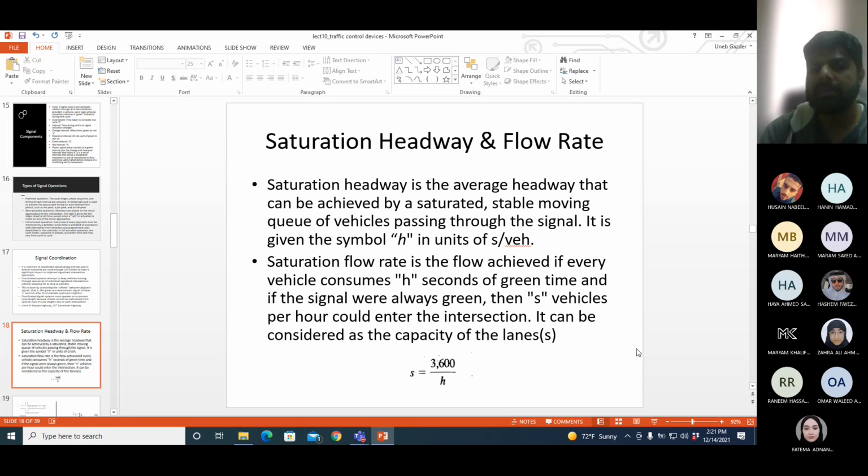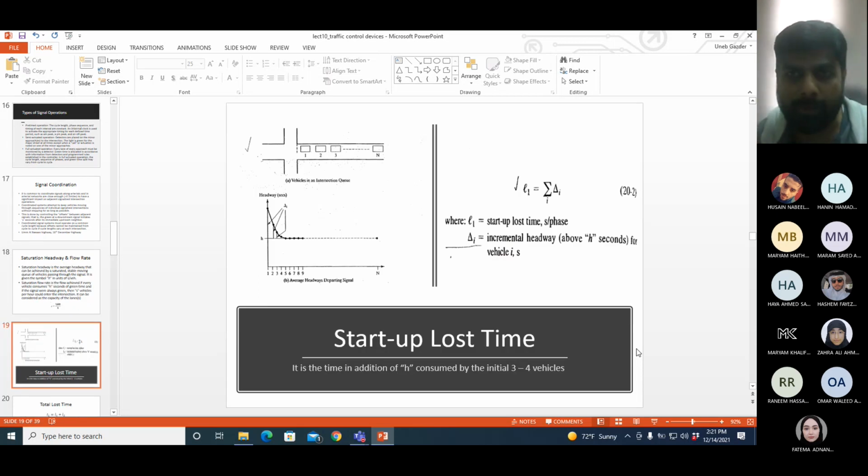Now the point is, how do I find out saturation headway? For that, there's an experiment. When I was in Karachi, teaching in Pakistan, in our lab we used to have this experiment: how to calculate saturation flow rate? The students used to go to the signal and calculate saturation headway.